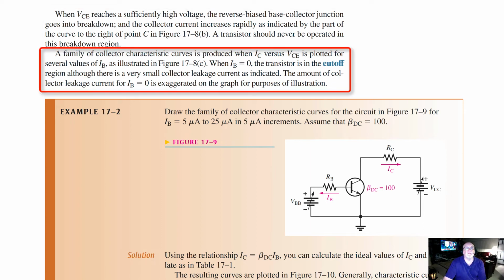A family of collector characteristic curves is produced when I sub C versus VCE is plotted for several values of base current I sub B. When I sub B equals 0, the transistor is in cutoff. Although there is a very small collector leakage current, as indicated, the amount of collector leakage current for I sub B equal to 0 is exaggerated on the graph.